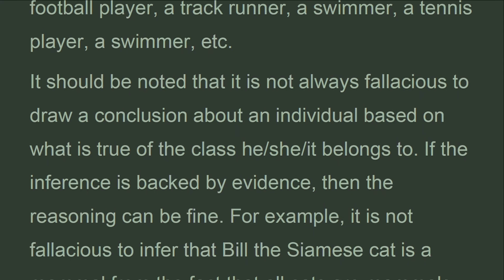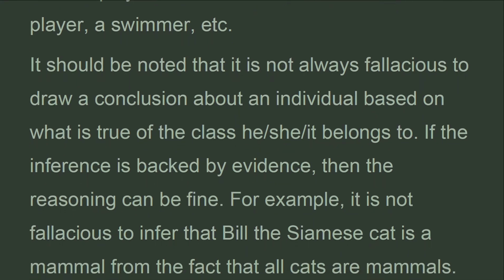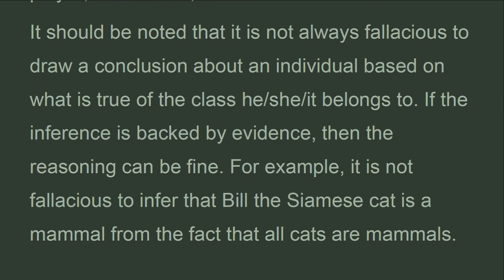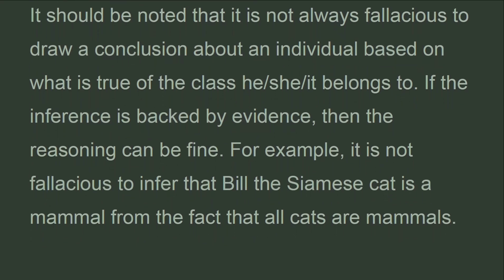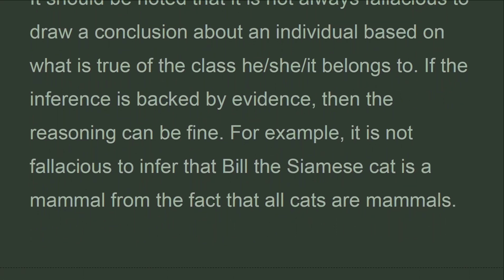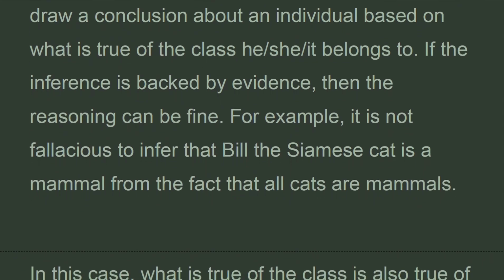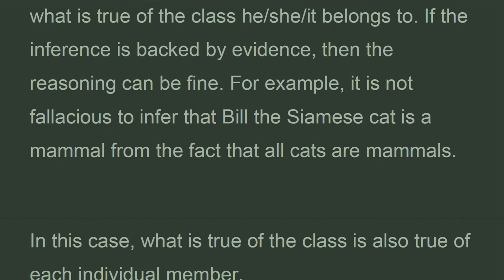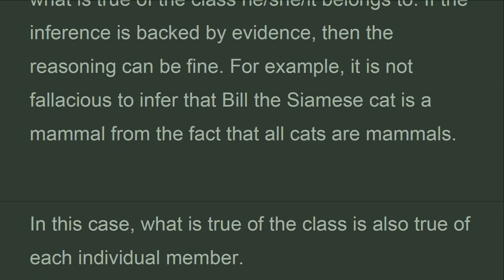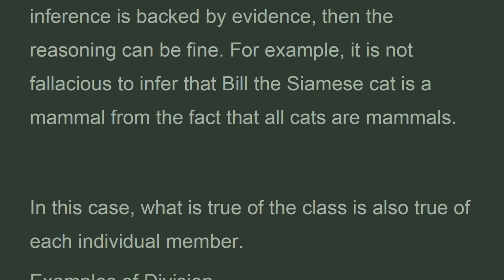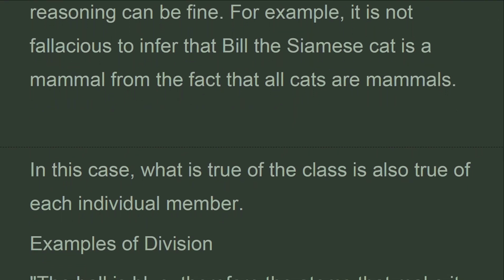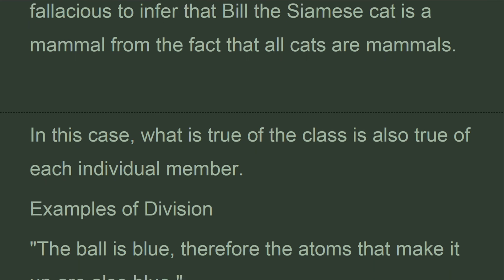It should be noted that it is not always fallacious to draw a conclusion about an individual based on what is true of the class he, she, it belongs to. If the inference is backed by evidence, then the reasoning can be fine. For example, it is not fallacious to infer that Bill the Siamese cat is a mammal from the fact that all cats are mammals. In this case, what is true of the class is also true of each individual member.